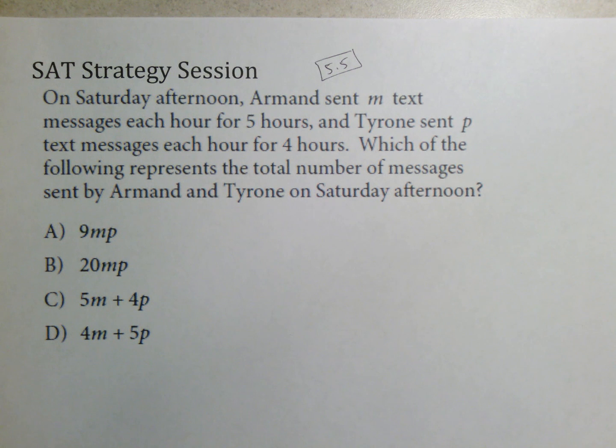And again, multiple choice questions, SAT questions, and ACT questions typically give you enough hints to try to figure out what to do. This question here says, on Saturday afternoon, Armand sent M text messages each hour for 5 hours. Tyrone sent P text messages each hour for 4 hours. Which of the following represents the total number of messages sent by Armand and Tyrone on Saturday afternoon?